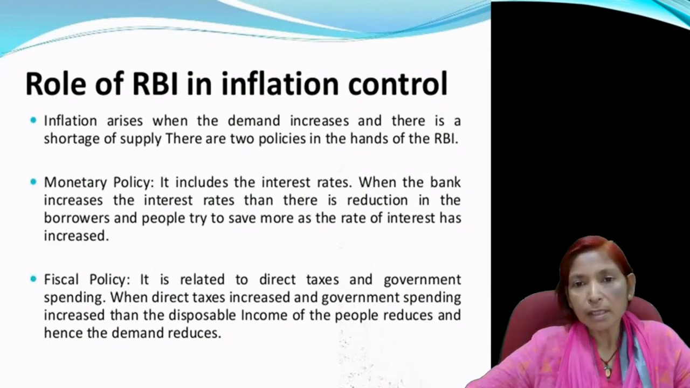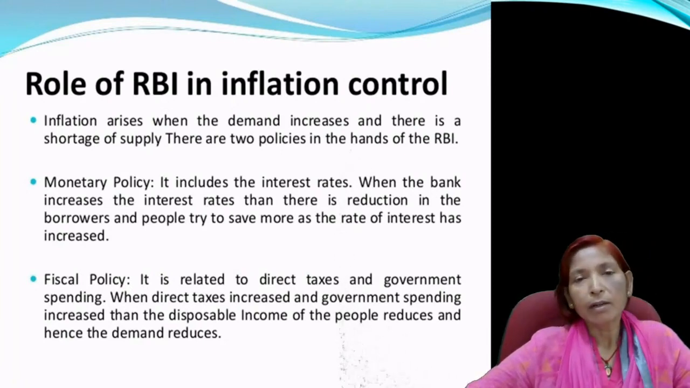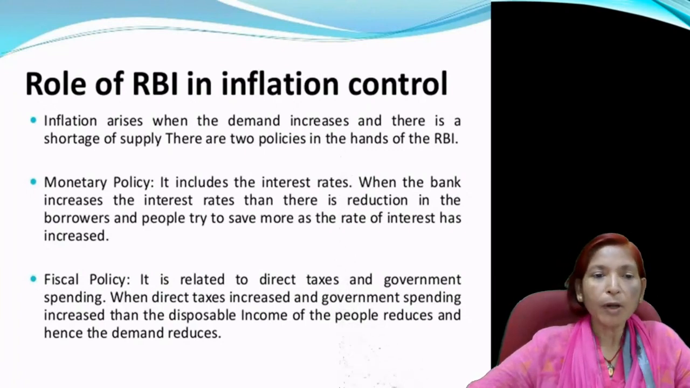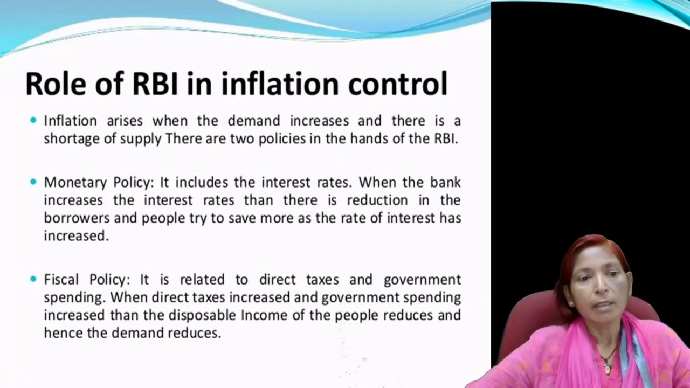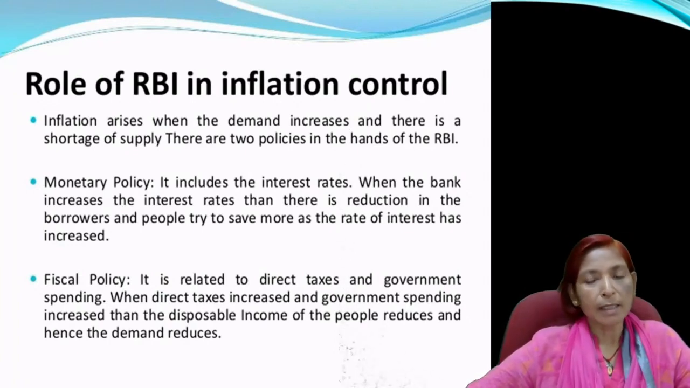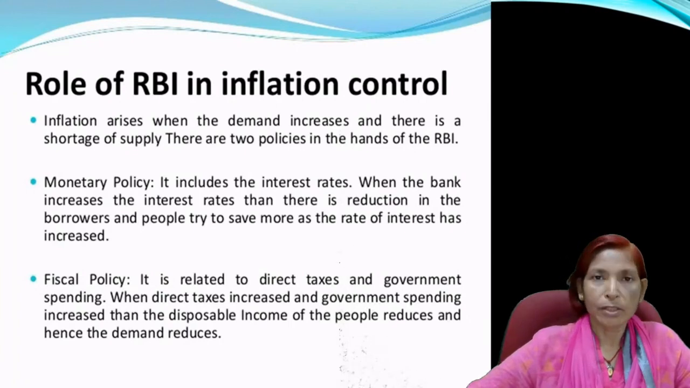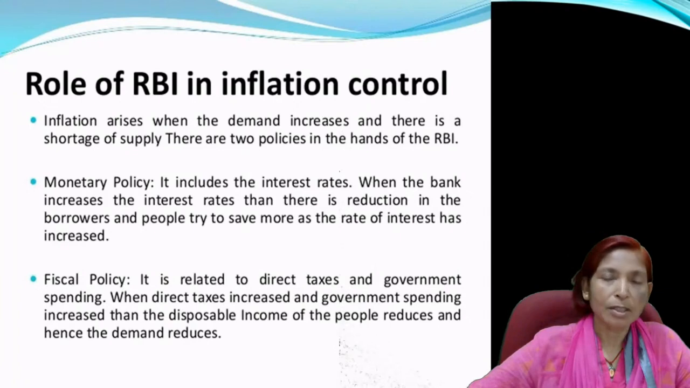There are two main policies in the hands of the government and the Reserve Bank of India. One is monetary policy, which is made by Reserve Bank of India, and other is fiscal policy, which is made by Government of India. Monetary policy includes the interest rates. When the bank increases the interest rates, then there is a reduction in the borrowers' demand and people try to save more as the rate of interest has increased. And fiscal policy is related to direct taxes and government expenditures.